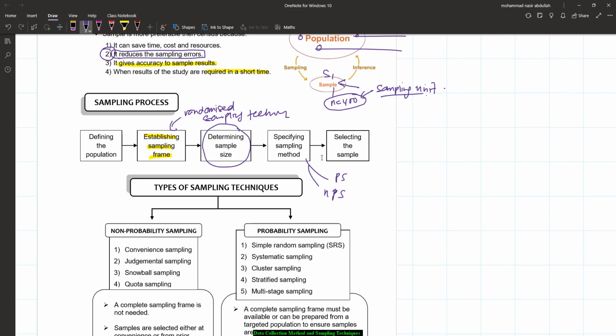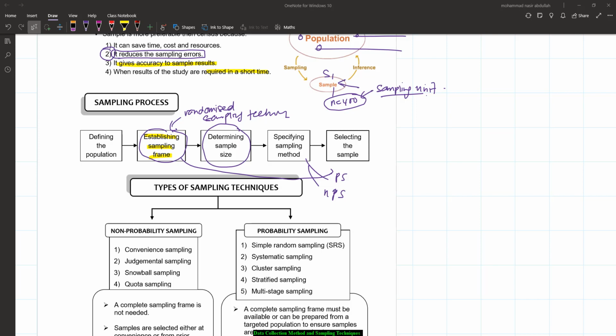So of course, if you have a sampling frame, you would prefer probabilistic sampling method, because it will reduce sampling error and increase the accuracy of the sample result. Right? And it's actually a representative method. So the sample that we select from randomized or probabilistic sampling techniques is actually a representative sample of the population, right? Later we will look at the difference between probabilistic and non-probabilistic sampling techniques.